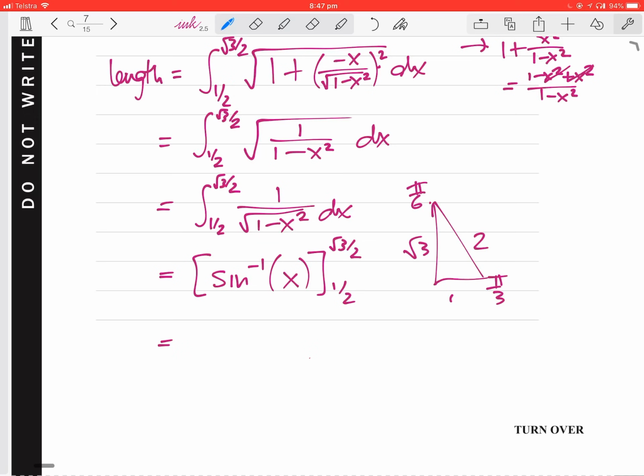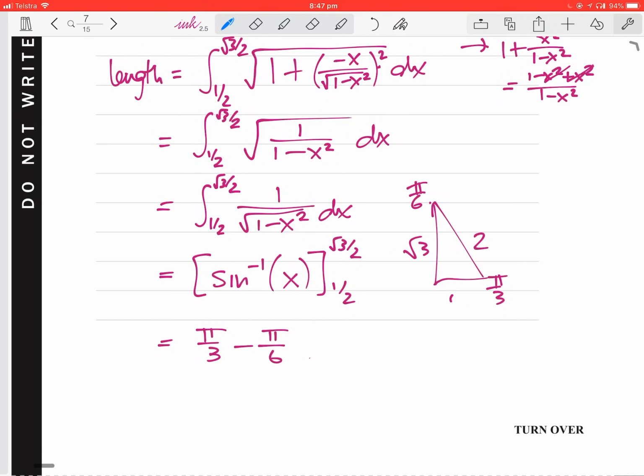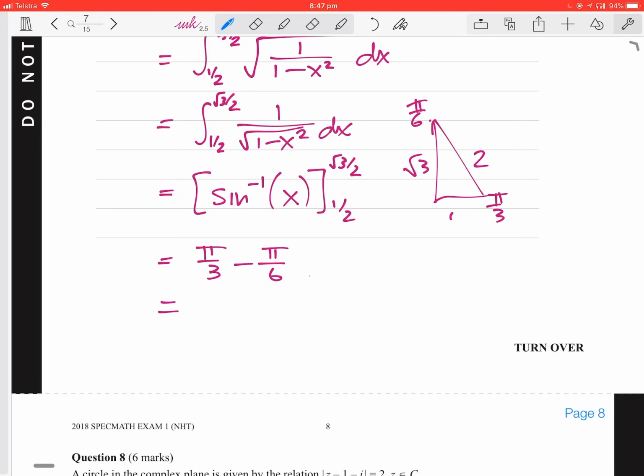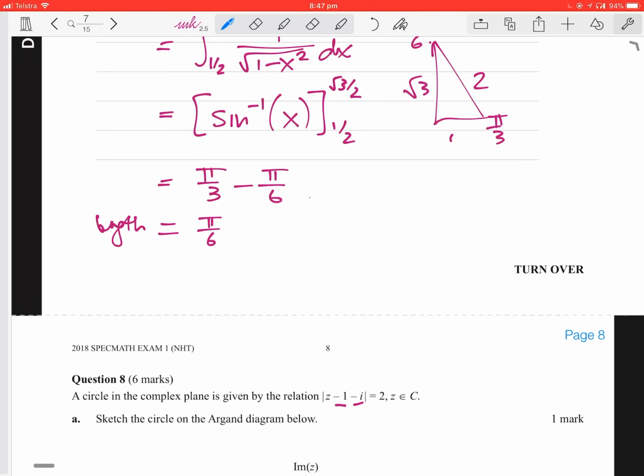Okay, so sine inverse of root 3 on 2 is pi on 3. Sine inverse of a half is pi on 6. If we subtract, pi on 3 minus pi on 6 is pi on 6. So that's our length. Enter it in the form k pi. That looks like k pi to me. K is 1 on 6.